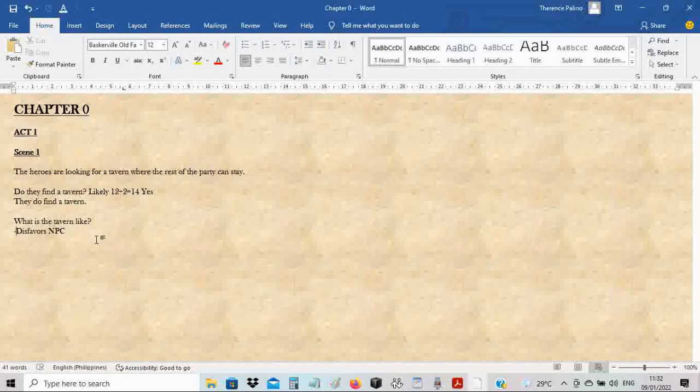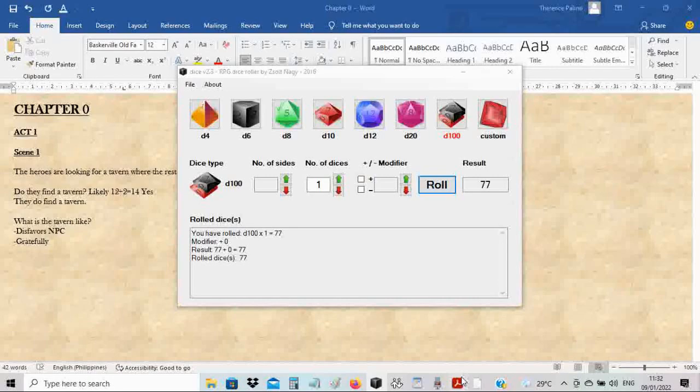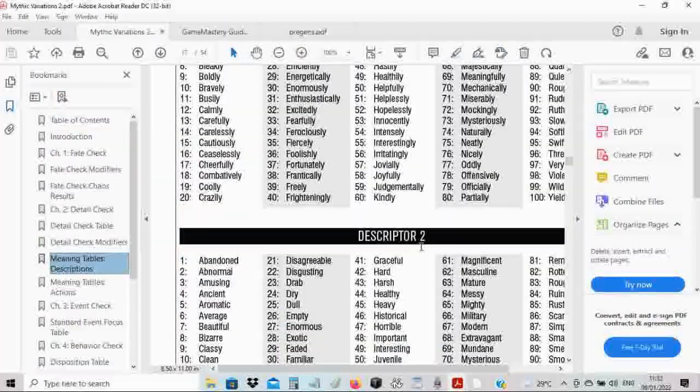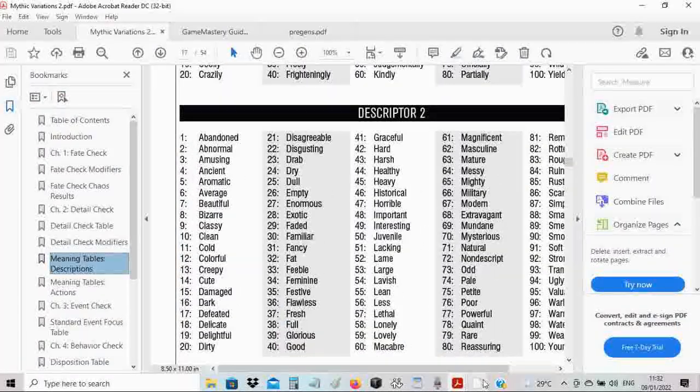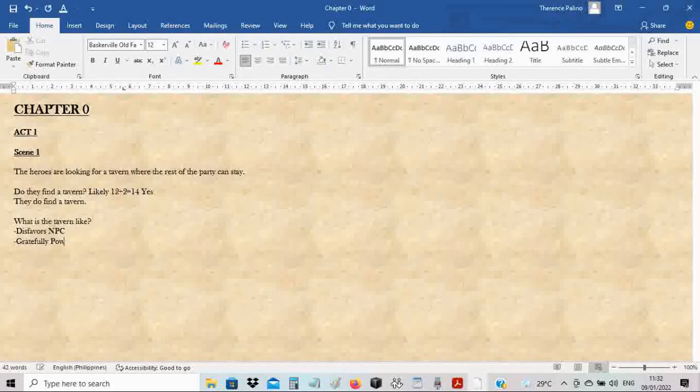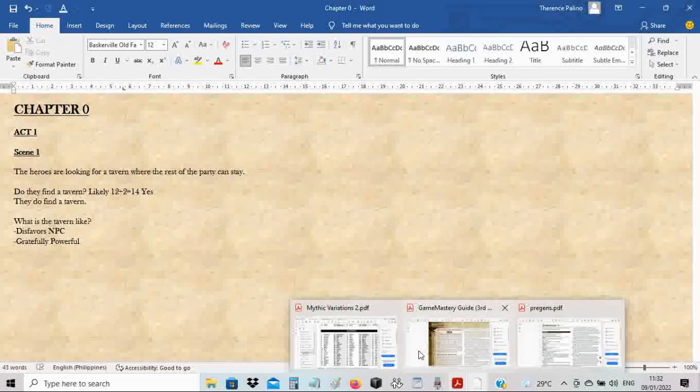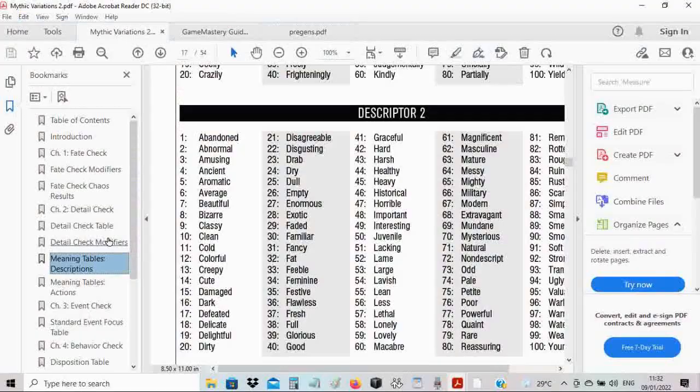Gratefully. This might seem interesting. Let's roll again. 77. Powerful. Looks like the second guess might actually be true. It might be that the people who run the tavern are actually evil.